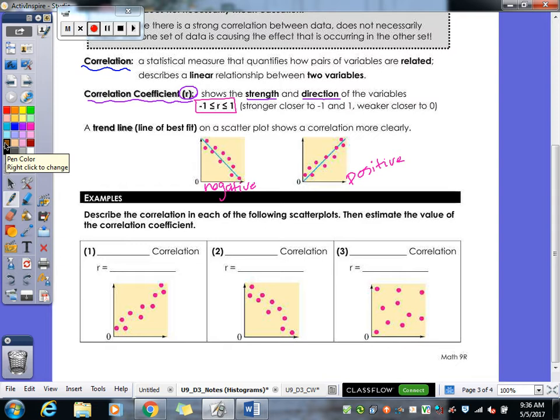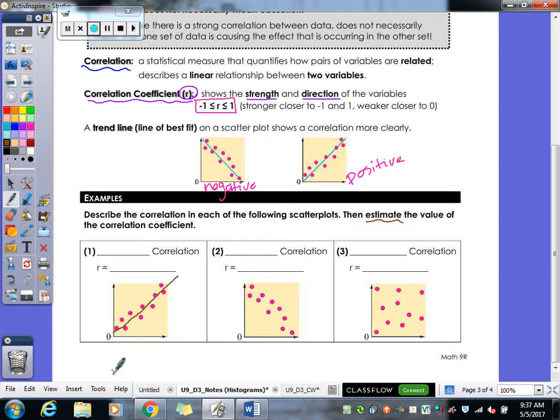So if we take a look at our examples on the bottom, they want us to describe the correlation, whether it's positive, negative, or no correlation. And then we're just going to estimate the value of your correlation coefficient based off the points. So the way we do that, first thing we want to do is try to draw a trend line right through the middle of your data. So let's have you do that for the first one.